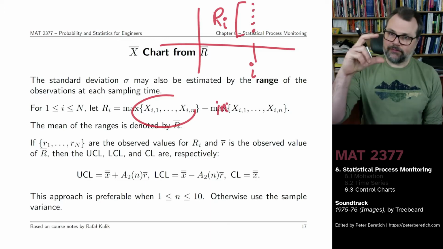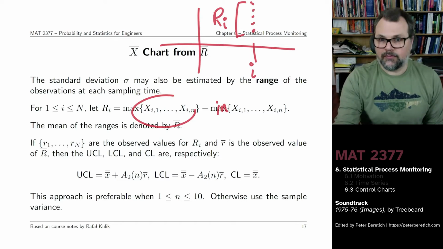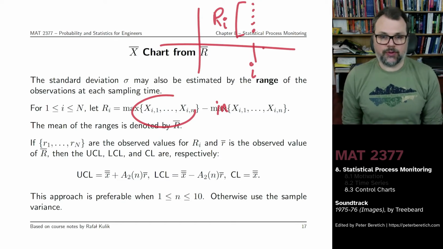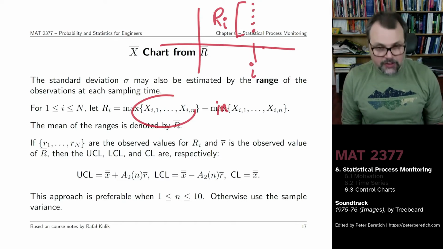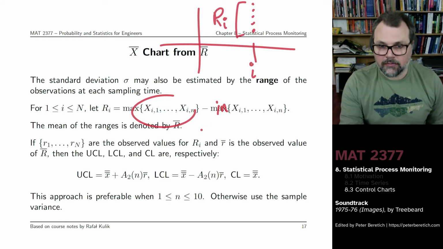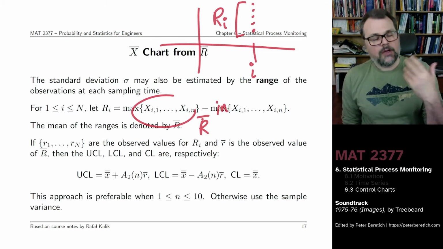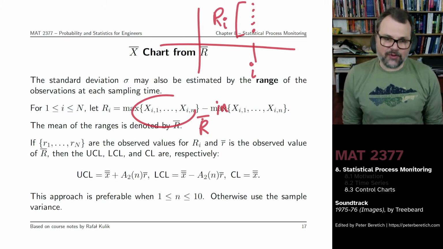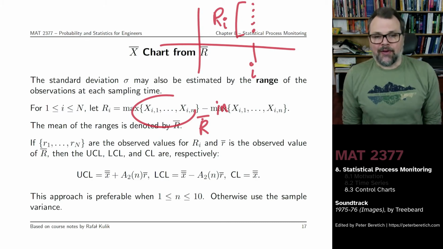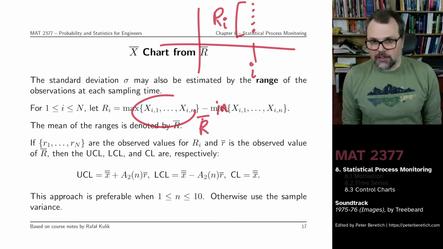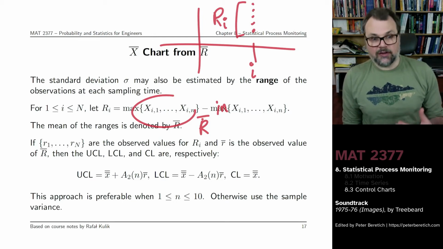That gives you an idea of the spread in the distribution. The mean of the ranges is R bar, as you would expect. So when you go through the process, you sample from each timestamp, from each location, n observations, you will get capital N ranges. This is the number of timestamps you have. And R bar is going to be the observed value of the mean of the ranges.